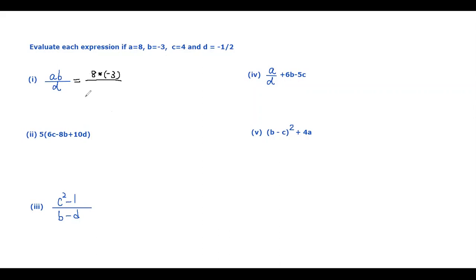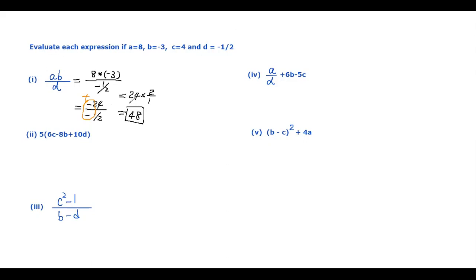Then D is negative 1/2, right? Okay, so now top is negative 24, then this is negative 1/2, right? These two negatives cancel, negative, negative become positives, right? So now one more time, what happens here? You flip the bottom, 2 over 1, so it's 48.